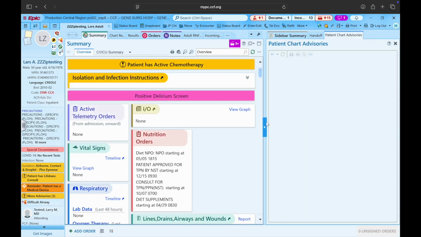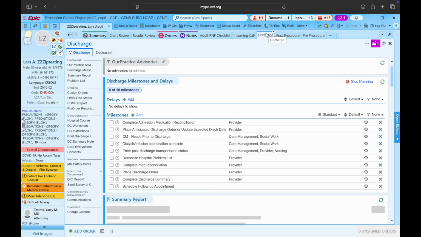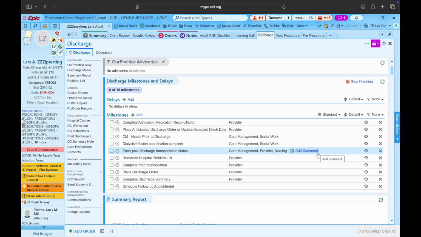Now that we've clinically identified the patient that needs to get discharged, let's go through routine discharge paperwork. Let's go to the discharge tab. Let me tell you, I absolutely love this tab. This shows you all the milestones and all the things that you need to do prior to discharge. This isn't really applicable to every patient, but there are a few things that apply to everyone.